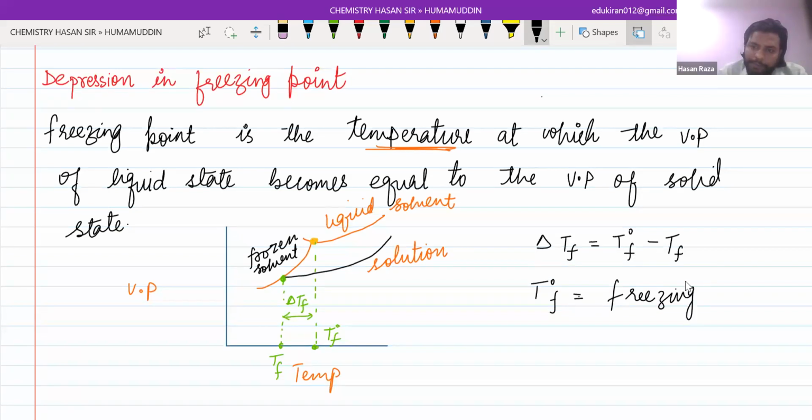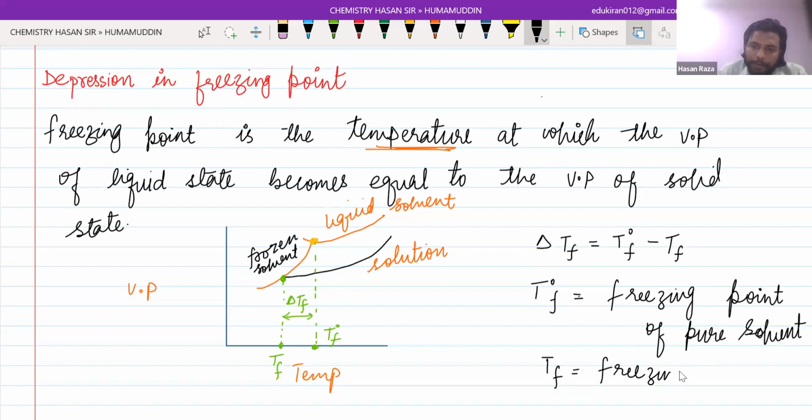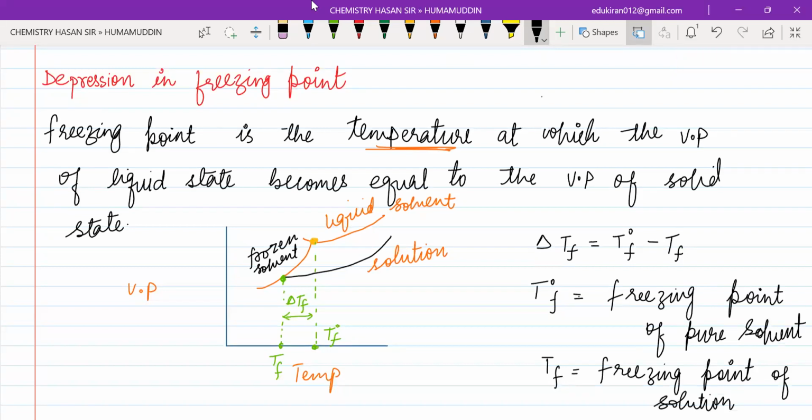Here T naught F is the freezing point of pure solvent, and TF is the freezing point of solution. Please do write up to this and then let me know. And then I'll move ahead and derive a formula.